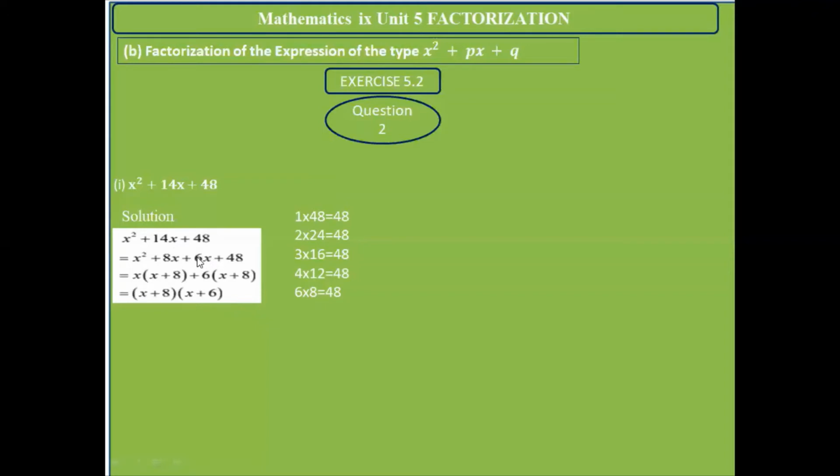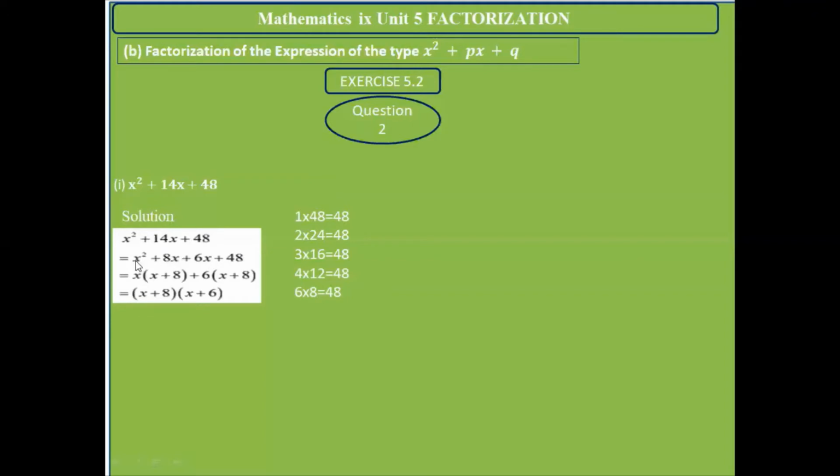When we multiply 8 with 6 we have 48, and when we multiply x with x we have x square. So we have 48x square. When we add these two terms, 8x plus 6x, we have 14x. So plus 48 as it is.